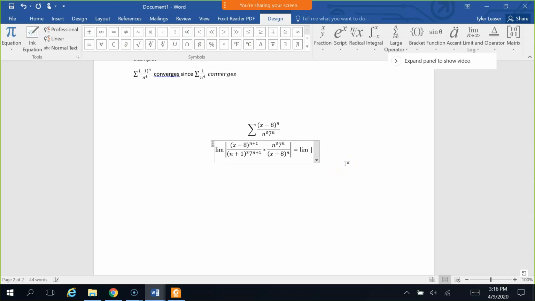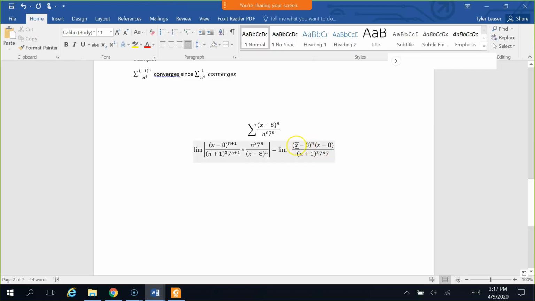And now it's just all about using different tricks. Because we have mostly exponents here, we're just going to break that down using the product rule of exponents. x minus 8 to the n plus 1 is the same thing as x minus 8 to the n times a single x minus 8 to the 1. In the denominator, that n plus 1 cubed we can't really do anything with, but the 7 to the n plus 1 we can split up to be 7 to the n times 7. Trying to make it look as neat as possible. Oh, forgot my extra 7.